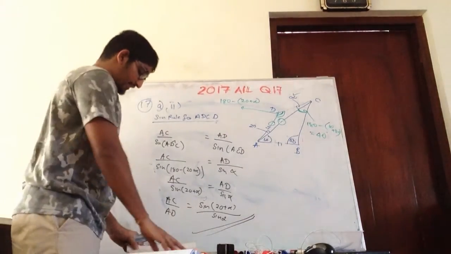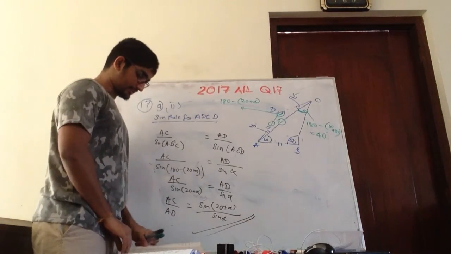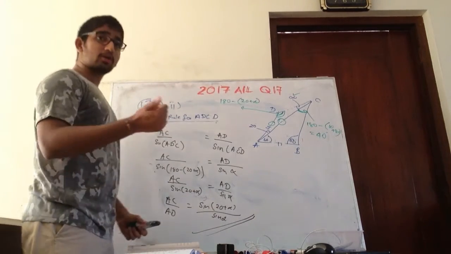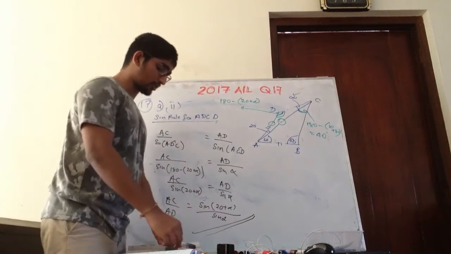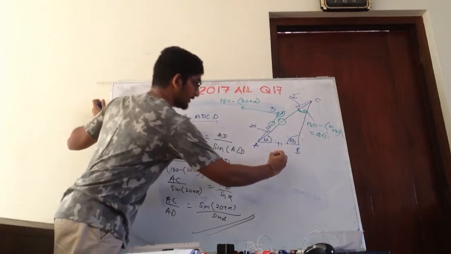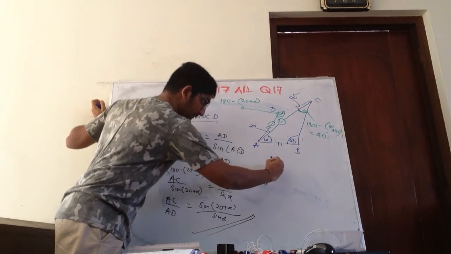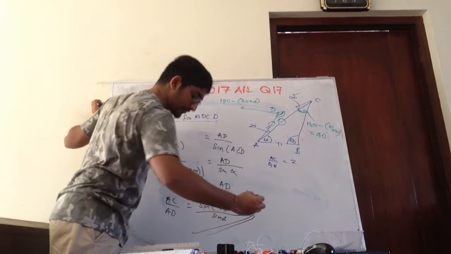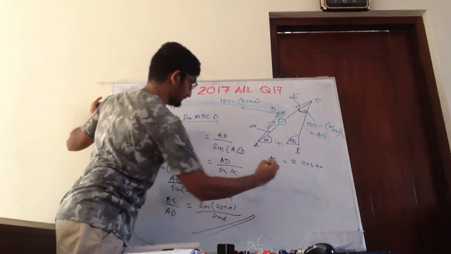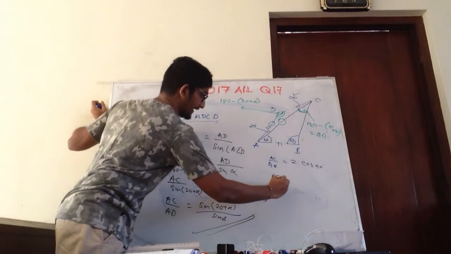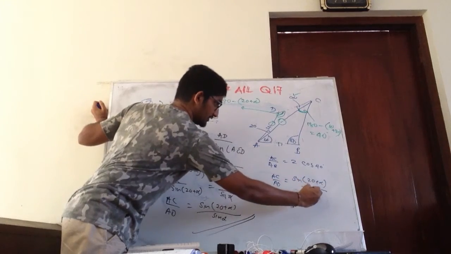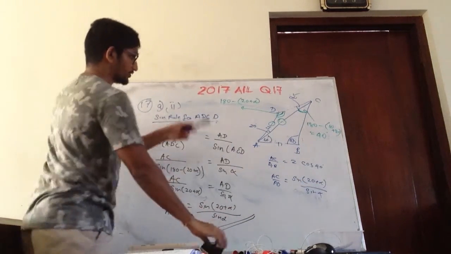Alright, so now here, they are saying reduce that: sine 20 plus alpha is equal to 2 cos 40 sine alpha, right? So now we have got two findings. AC over AB equals 2 cos 40. Then we have AC over AD equals sine 20 plus alpha over sine alpha. Correct. So these are the findings I have.